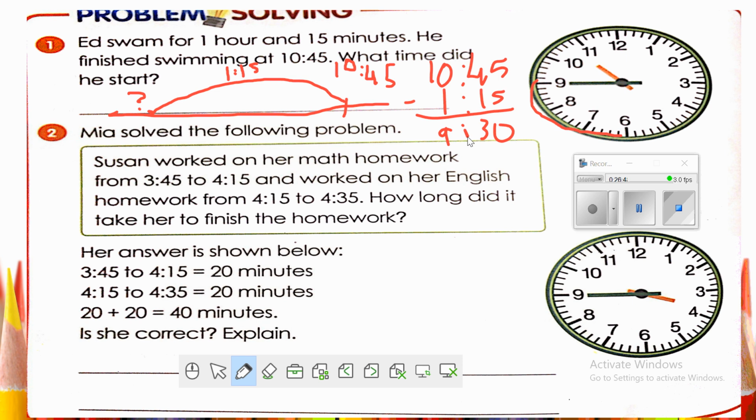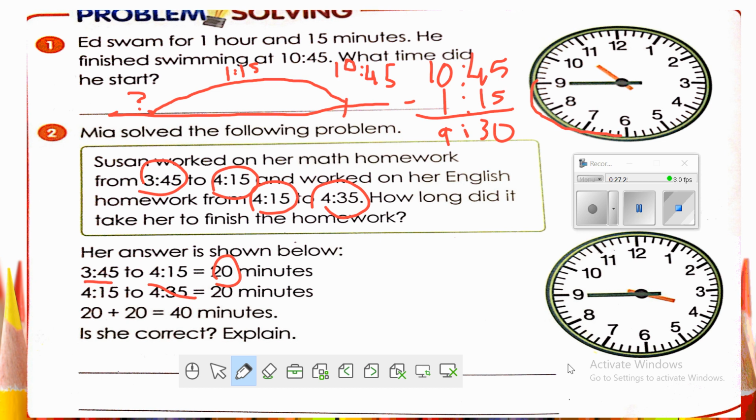Number 2, Mia solved the following problem. Susan worked on her math homework from 3:45 to 4:15 and worked on her English from 4:15 till 4:35. How long did it take her to finish the homework? So we have to find the elapsed time. Her answer is shown: from 3:45 to 4:15 it is 20 minutes, and from 4:15 to 4:35 it is 20 minutes. 20 plus 20 is 40. Is she correct? Let's see.